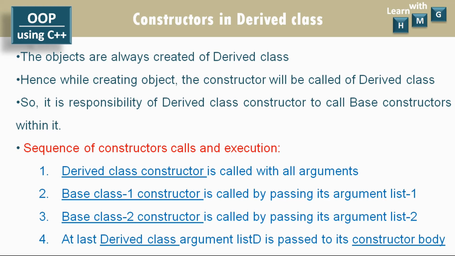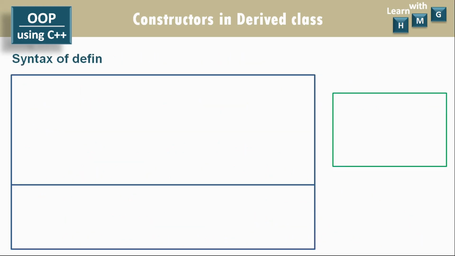While calling, the derived class constructor is called first, but within derived class constructor the base class constructors are executed in sequence, and then at last the constructor body of derived class will be executed. Like this the object will be initialized. Now let us see the syntax of defining derived class constructor.